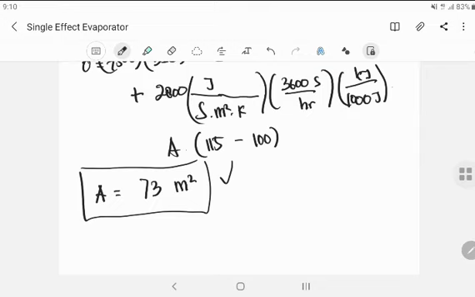So this information you can use to design your evaporator, and you can find the price of your evaporator from any website for plant economics.